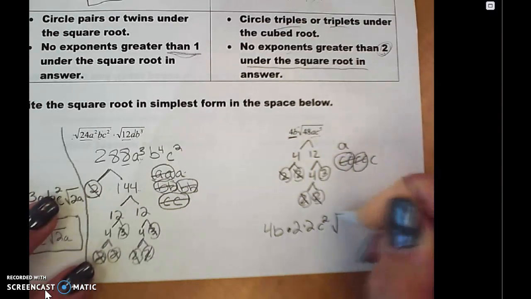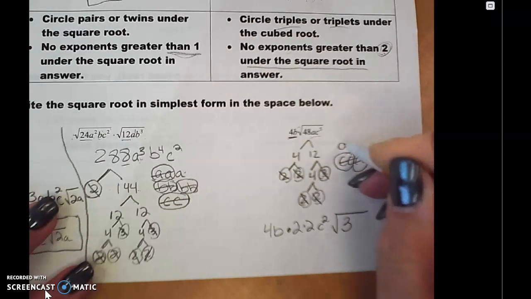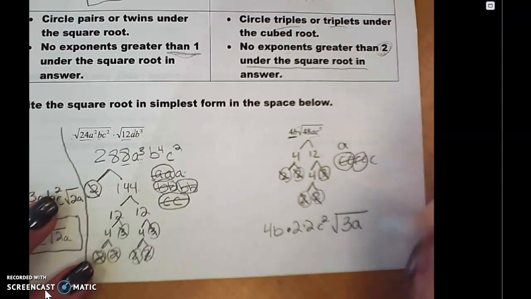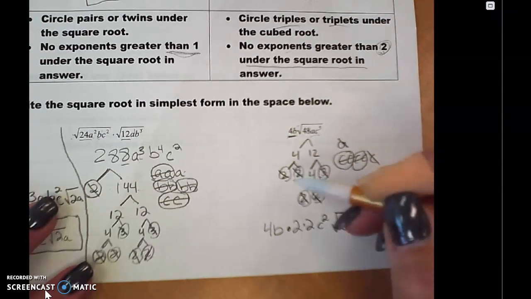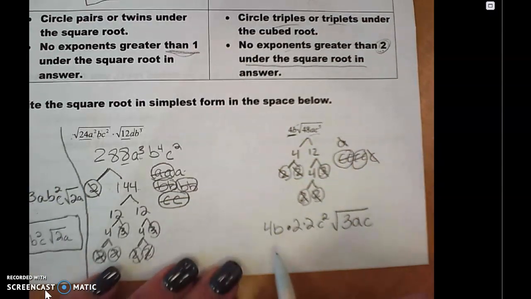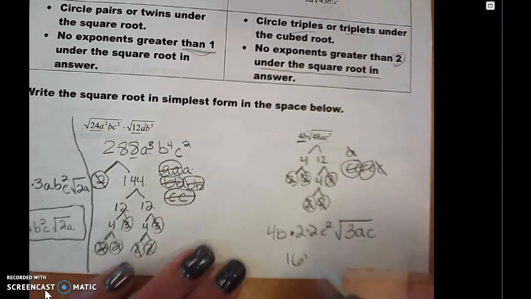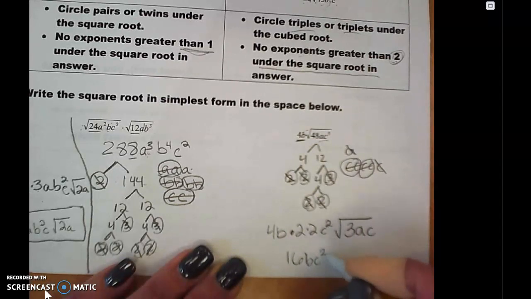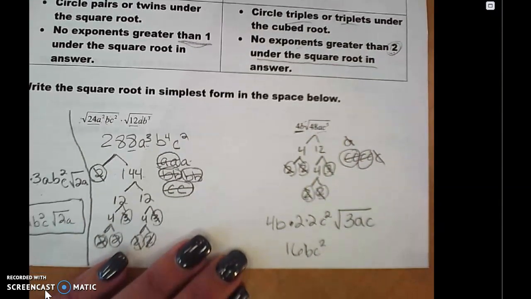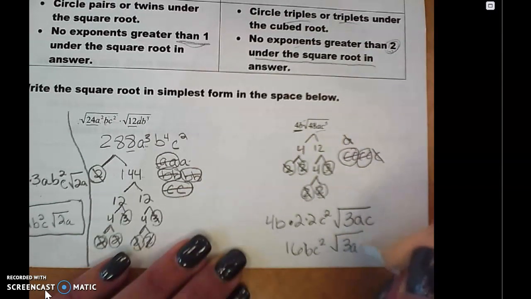And now I'm ready to open the radical. I put this 3, which is left, and I put this a, which is left, and this c, which is left. And now I've marked off all my circles and my variables. Simplify it. Multiply the numbers first. 4 times 2 times 2 is 16. B times c squared is just b c squared. Cannot add those together because they're not the same base. And then 3ac is inside.